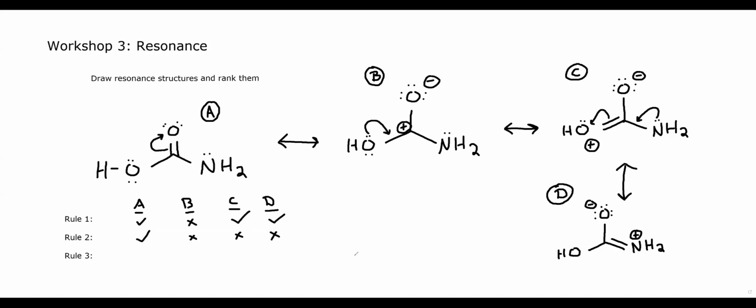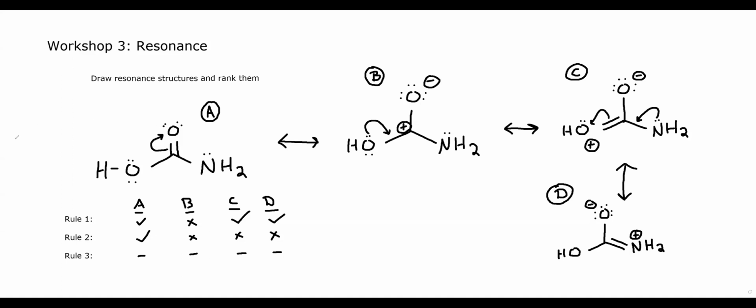Okay, and then we have rule 3. Rule 3 states that our negative charges should be on the most electronegative atoms. In this case, between oxygen, nitrogen, and carbon. Oxygen is the most electronegative. It's the most upper right on our periodic table. So let's look at all of our negative charges. The negative charges in every single case is on oxygen, right? So rule 3 is not really helping us out here. Therefore, our best resonance contributor is going to be A.